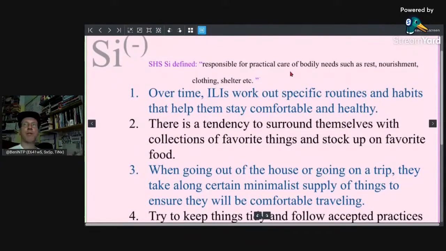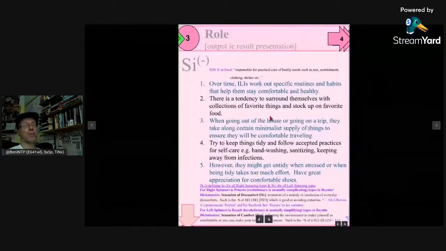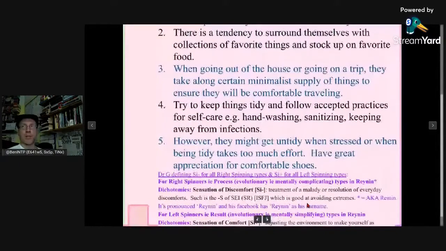Responsible for the practical need of bodily needs, rest, nourishment, clothing. So bodily needs, we're going towards instinct, towards self-preservation. So we can go through these. So this focuses on, like many socionics definitions, they are narrow. And this is like the comfort sensing subfunction of SI in my system. So let's have a look at the definition that they use on.